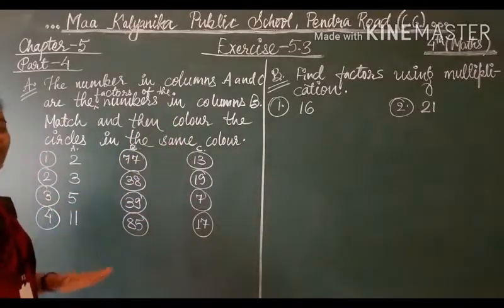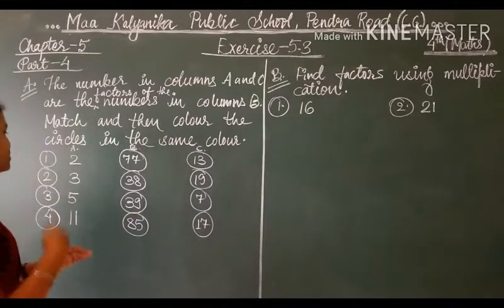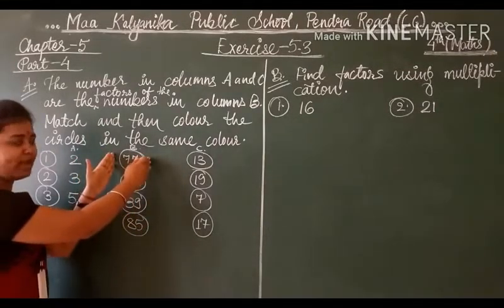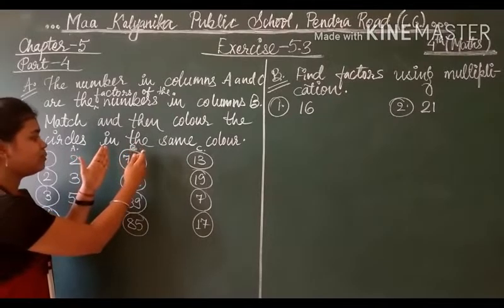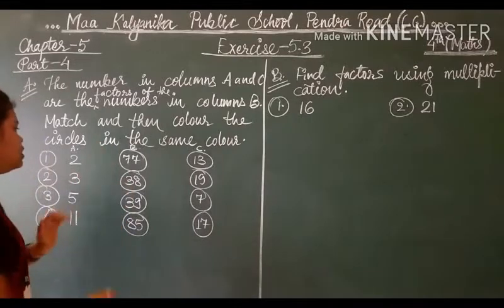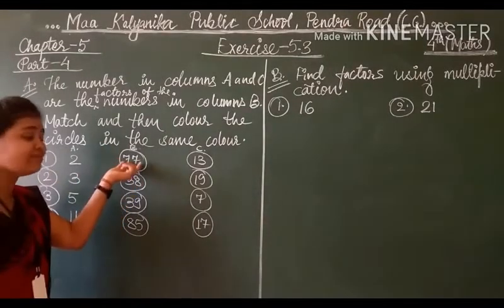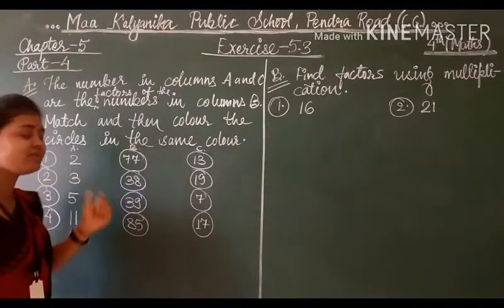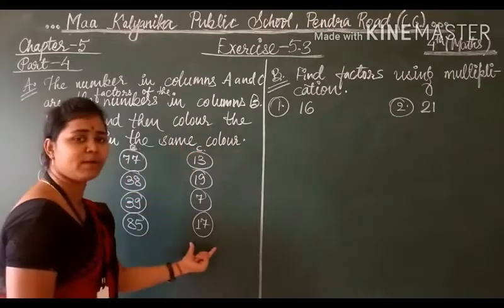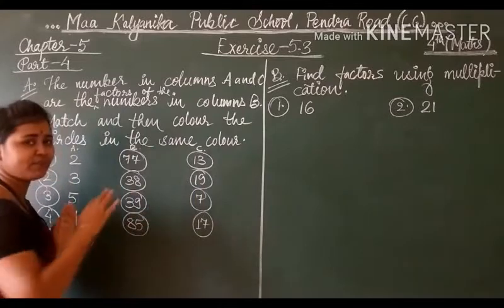So what is the meaning of that? How to match it and how to color it. See students, as B is the main number, we will concentrate on B and then we will find the factor in column A and C. So here students, it is given 77. How will 77 come? We will find one number from this and one number from this, because these are the factors given.